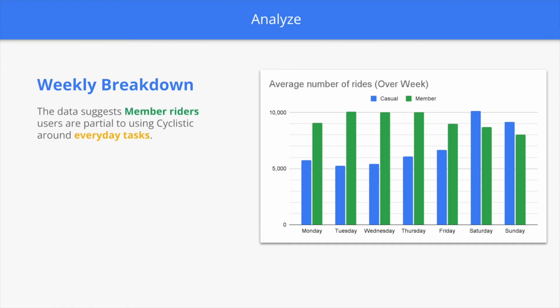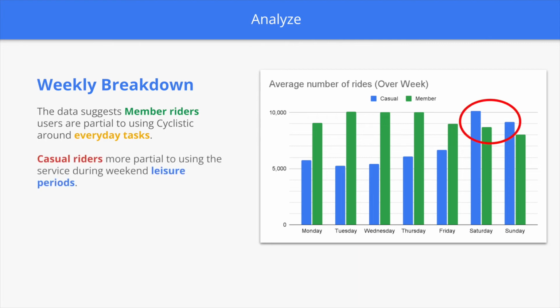What this generally means for member riders is that they're probably more willing to integrate Cyclistic into everyday work days, such as commuting or going shopping, etc. Whereas if you are primarily using the service during your downtime, I can assume that you are associating the Cyclistic service more with a leisure activity rather than an everyday transport alternative.